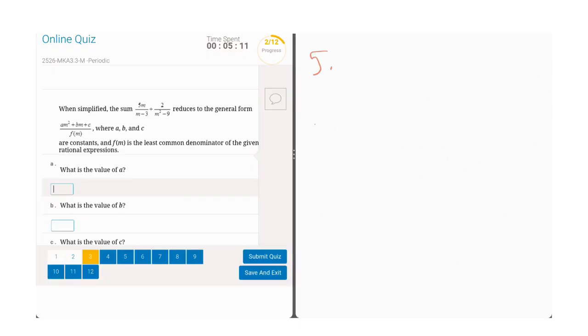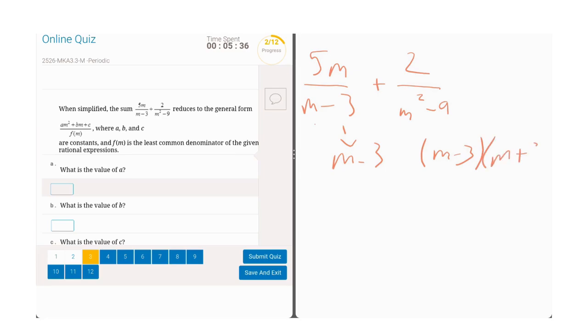Here we have 5m over m minus 3 plus 2 into 2 over m squared minus 9. Because they don't have the same denominator, we have to find the least common denominator by factoring. So m minus 3 is simplest form. Then we have m squared minus 9, a difference of two squares. So I can write this as m minus 3 into m plus 3.